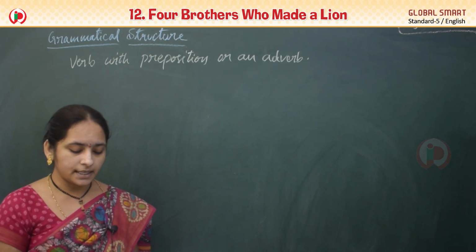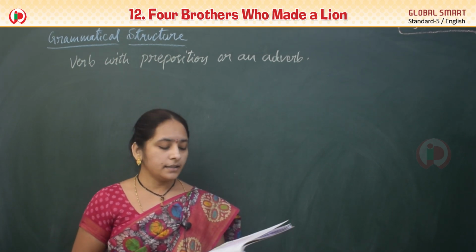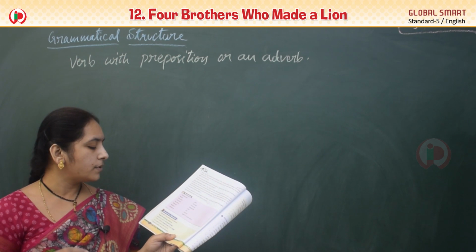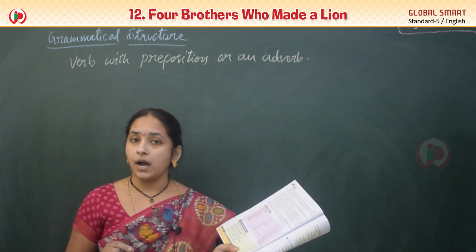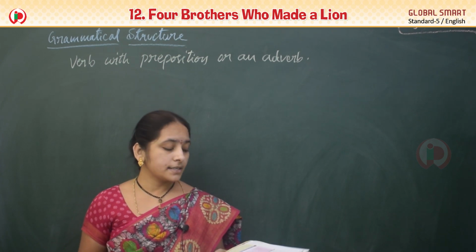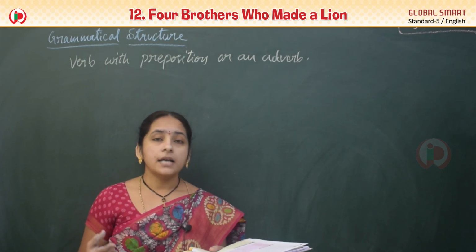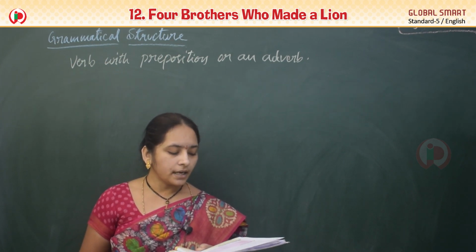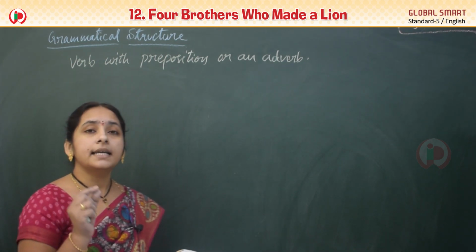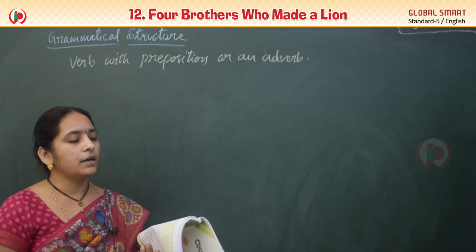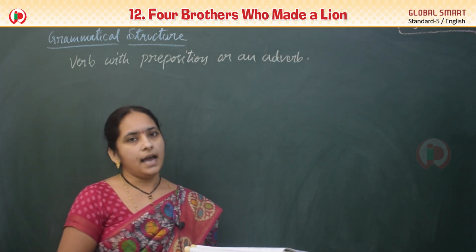Phrasal verbs. See the examples here. They have given: read the following sentences. Brahmin and his wife passed away. Here, passed away means died. So what do we have? Passed is the verb and away is the adverb.